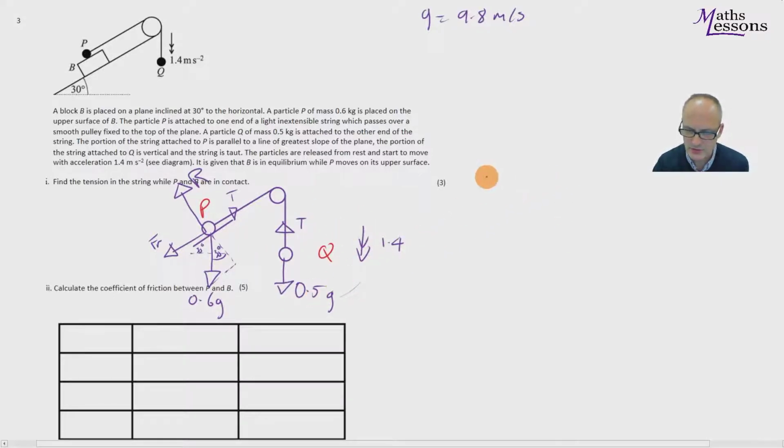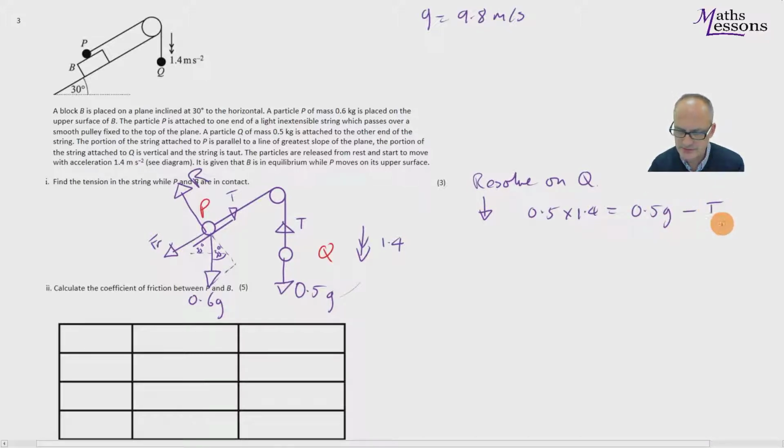So let's just solve on Q. If we resolve on Q, and we're going to do that vertically, or at least assume downwards is our positive direction, then we've got ma, which is 0.5 times 1.4, equals 0.5g minus the tension. So therefore the tension is going to be equal to 0.5 times 9.8 minus 0.5 times 1.4.